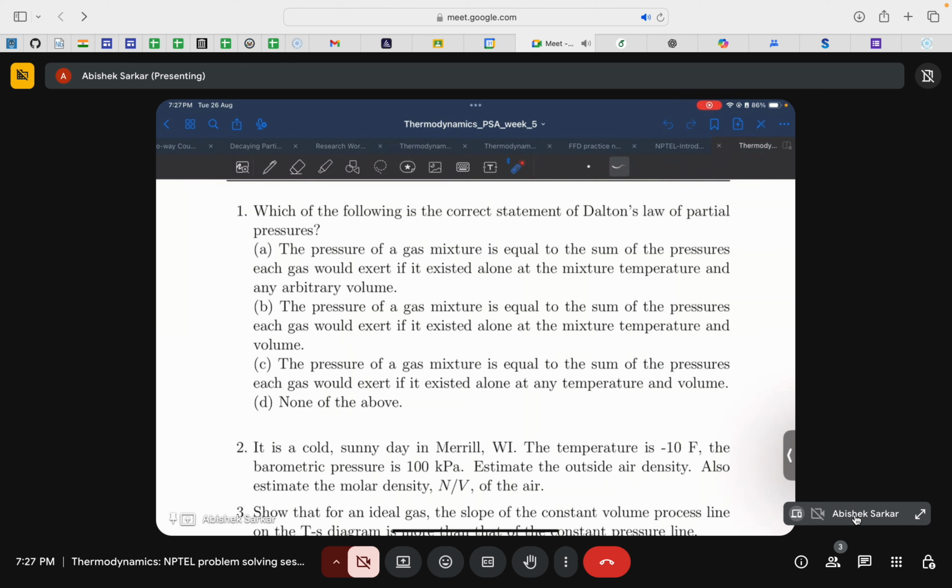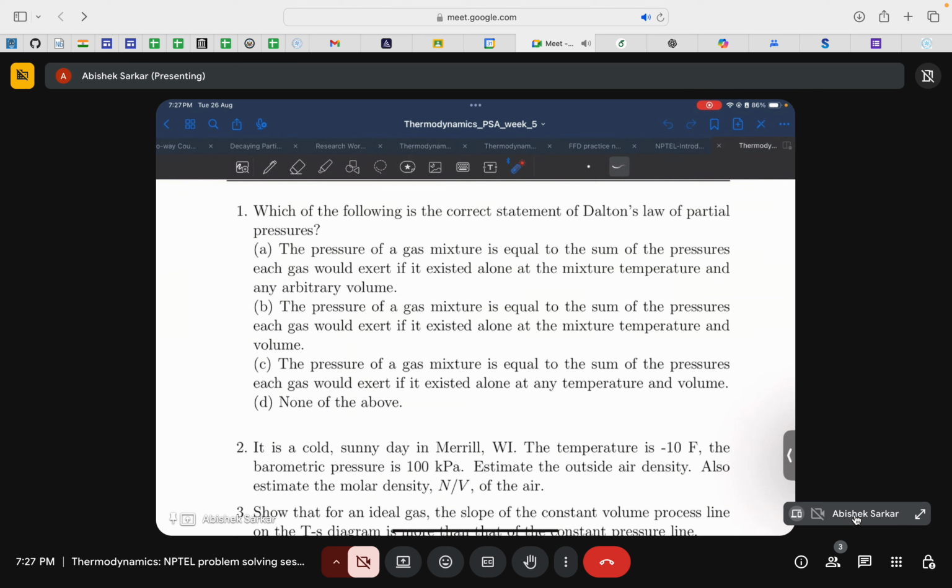Okay, so the first question is, which of the following is the correct statement for Dalton's law of partial pressures? First is the pressure of a gas mixture is equal to the sum of the pressures each gas would exert if it existed alone at the mixture temperature and any arbitrary volume. Second is the pressure of the gas is equal to the sum of the pressures each gas would exert if it existed alone at the mixture temperature and volume. Okay, the mixture temperature and mixture volume.